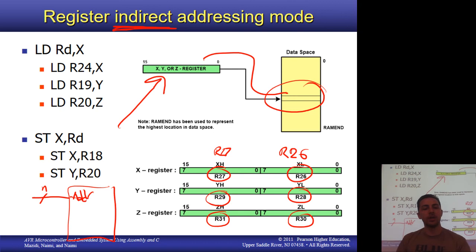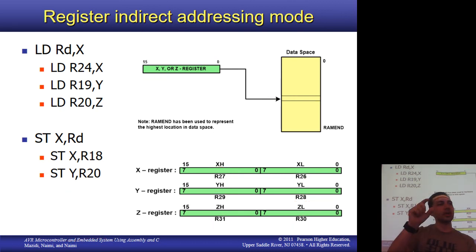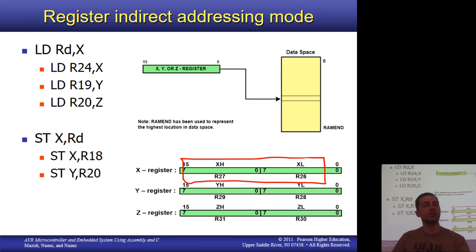For a long time, I had no clue how to remember whether 27 was the more significant or the least significant of X. But as I mentioned before, the higher the register, the more significant. More higher, more significant. More flags, more fun. Okay? So 27 is called XH. 26 is called XL. Together, they're called X.